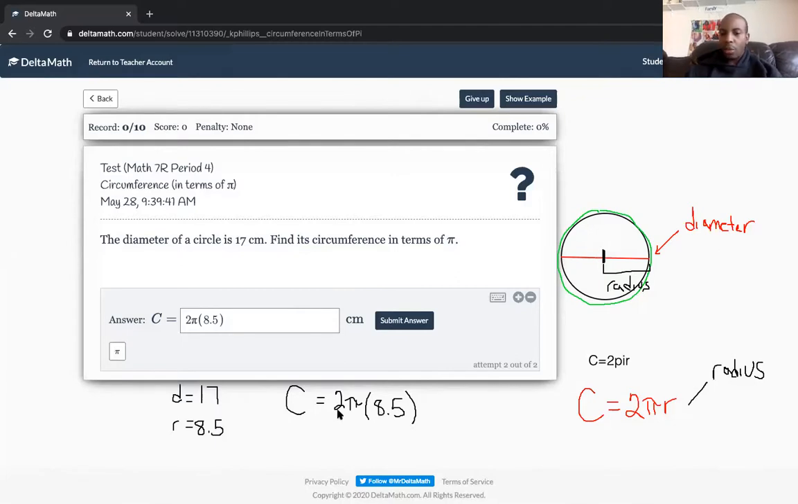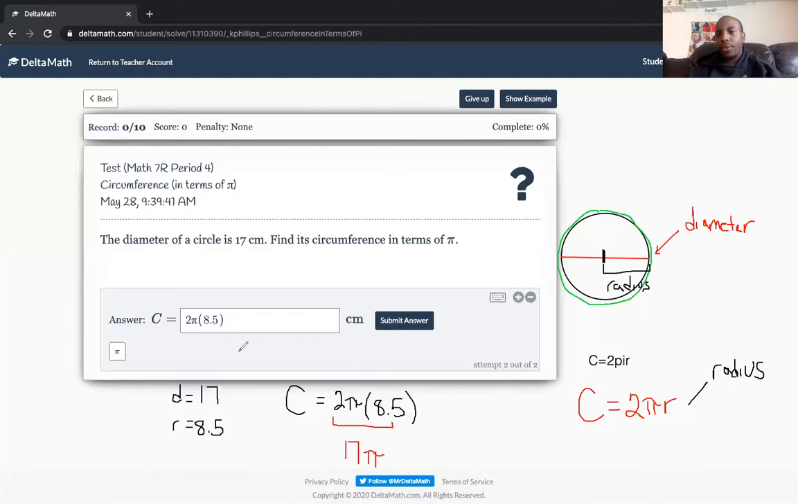So I would really say, okay, well, what is 2 times 8.5? Which we know what 2 times 8.5 is. That's not new to us, right? We just divided it before. So we should be able to figure this out relatively easily. 2 times 8.5 gives us 17, and then we end up multiplying that by pi. So, Mr. Warford, can I just say that 17 times pi is the answer?